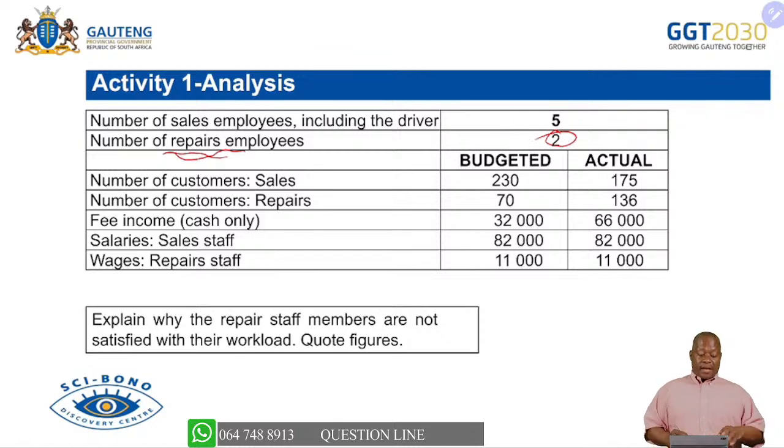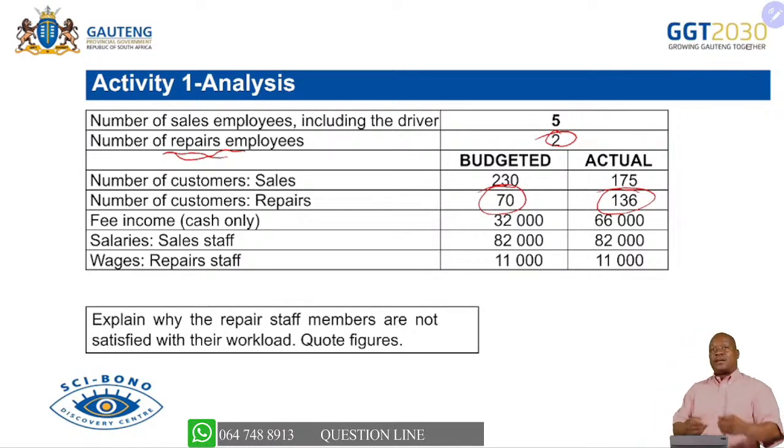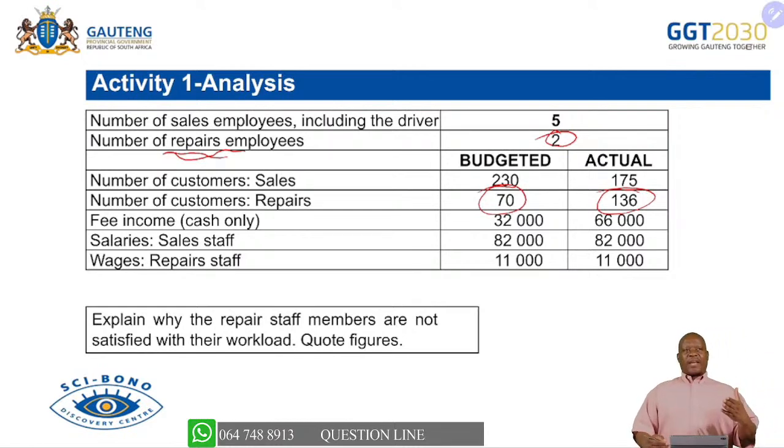Right. The number of customers, they are budgeted to see only 70 customers, which translates to 35 per staff member. But how many customers are coming? Actually, 136 customers came. What it means, their workload increased. It nearly doubled. Oh, so what does that mean?